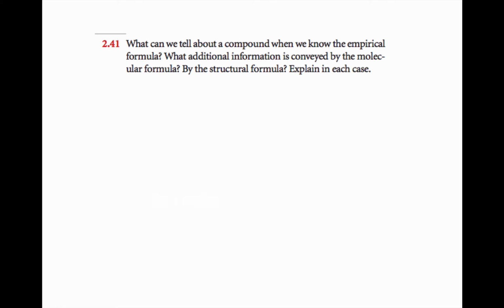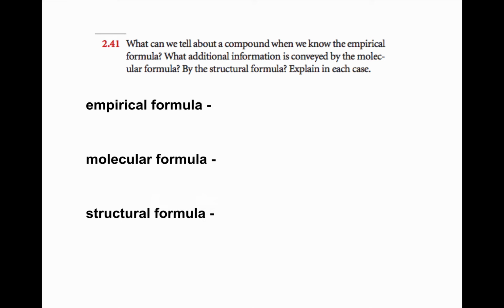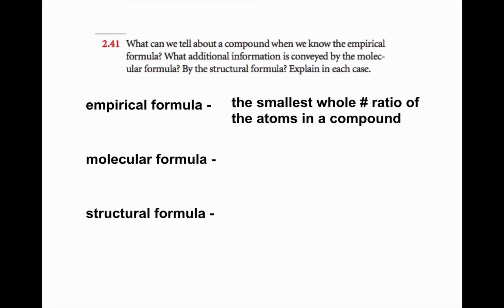Number 41, what can we tell about a compound when we know its empirical formula? What additional information is conveyed by molecular formula, by structural formula? Explain in each case. All right. So by definition, an empirical formula is just the smallest whole number ratio of the atoms in the compound. Now, for something like an ionic compound, that's all you need to know: the ratio of the cation to the anion, in order to differentiate the different ionic compounds.